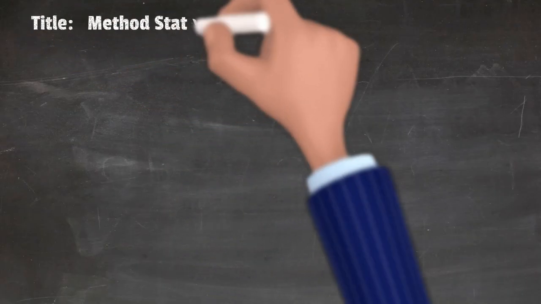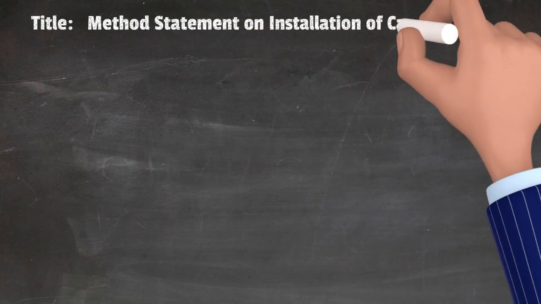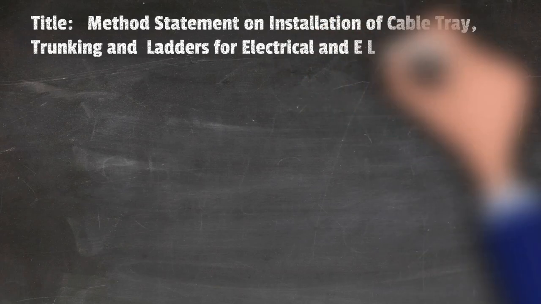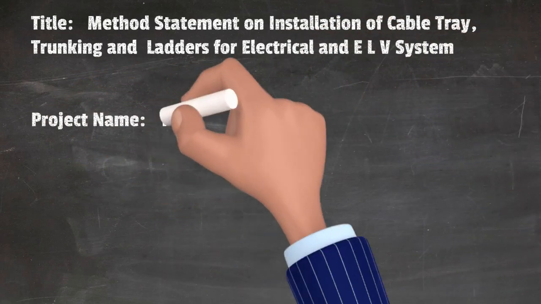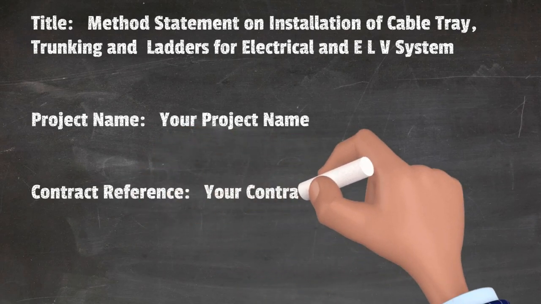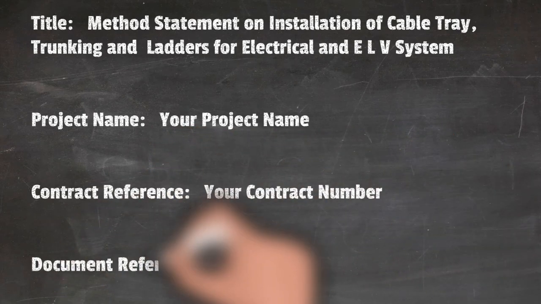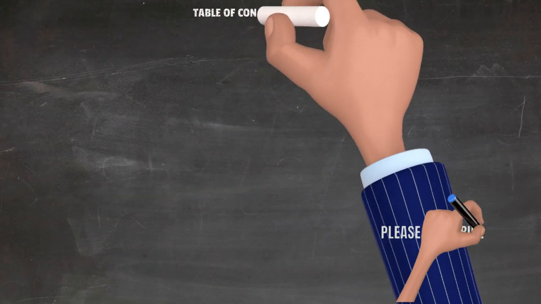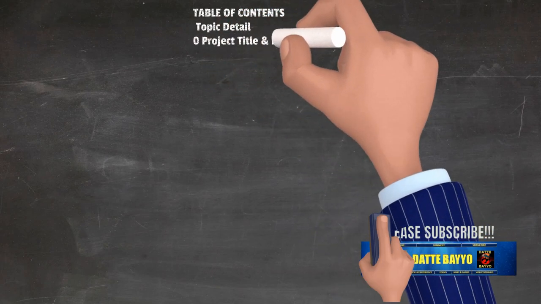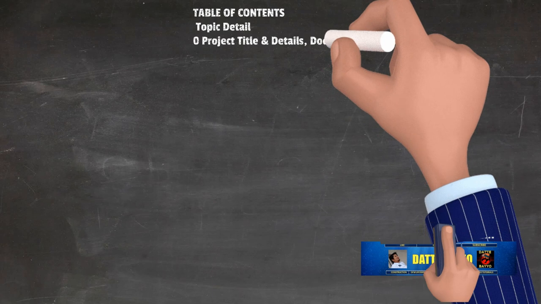Method Statement on Installation of Cable Tray, Trunking, and Ladders for Electrical and ELV System. Project Name: Your Project Name. Contract Reference: Your Contract Number. Document Reference: MST002. Table of Contents. Project Title and Details, Document Submittal and Status.